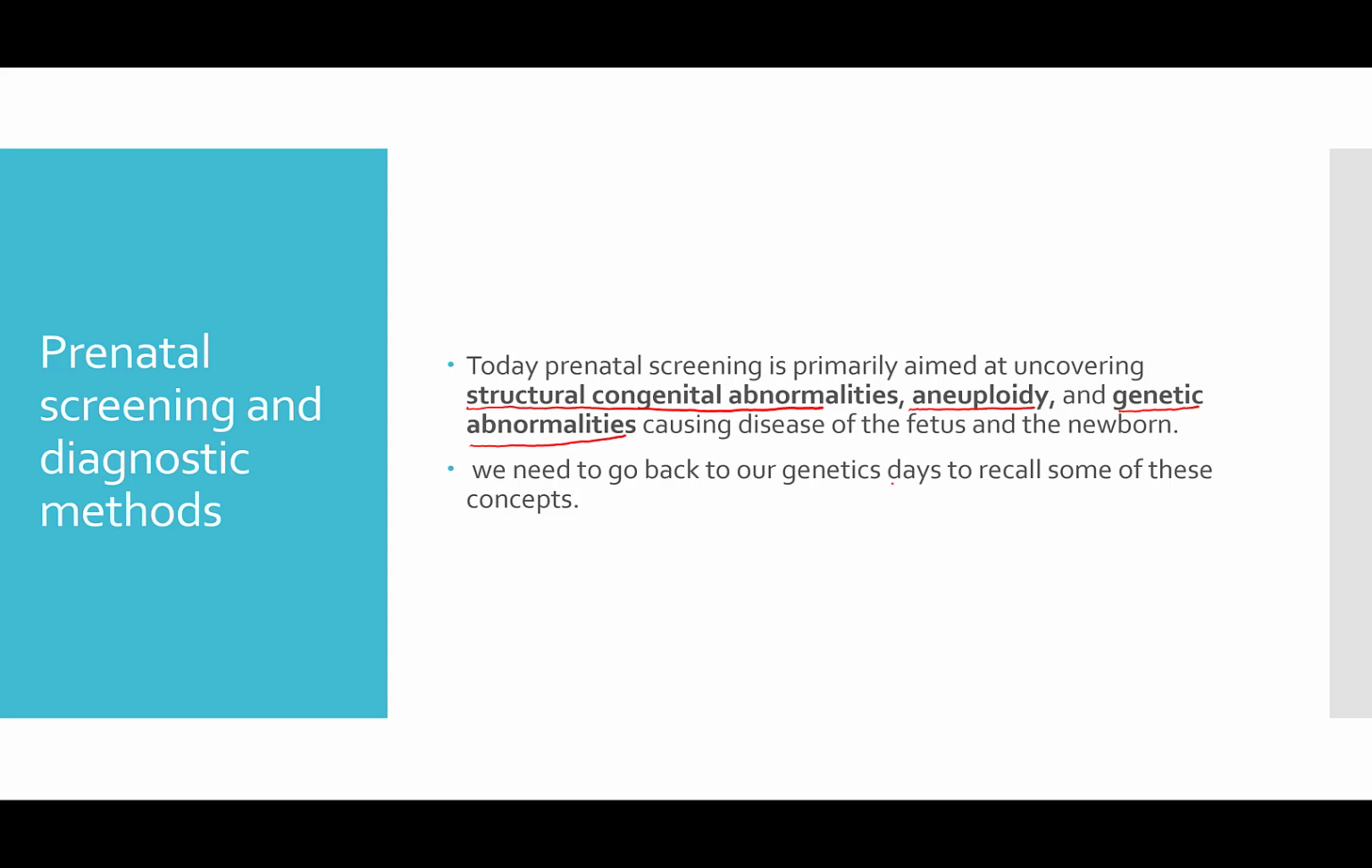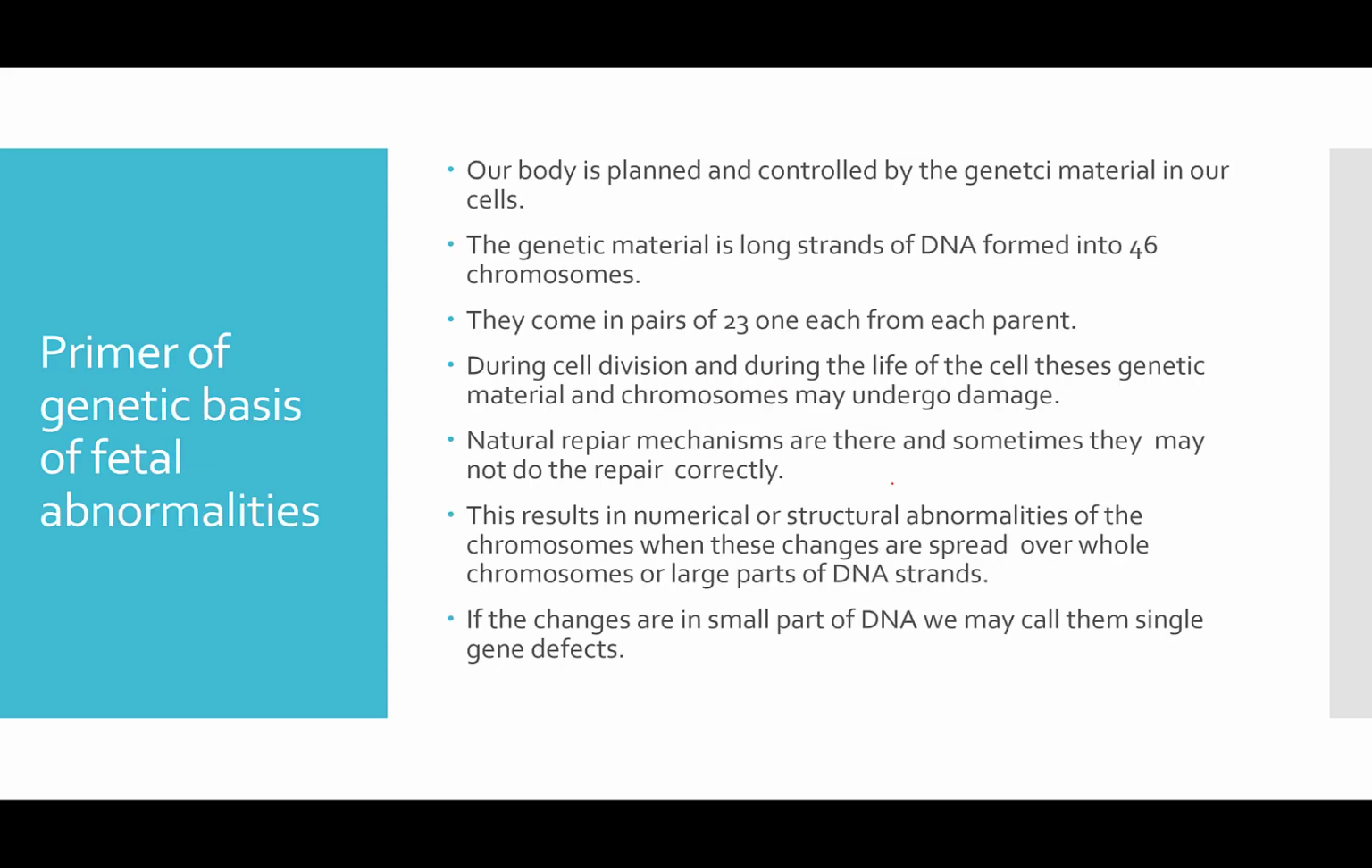Please go back to your genetics notes. I will try to give you a primer here. We know that our body functions are all planned and controlled by our genes, genetic materials, and there are long strands of DNA formed into 46 chromosomes, which are paired into 22 autosomes and 1 pair of sex chromosomes, and we get one of each chromosome from each parent. So that is how we form 46 chromosomes.